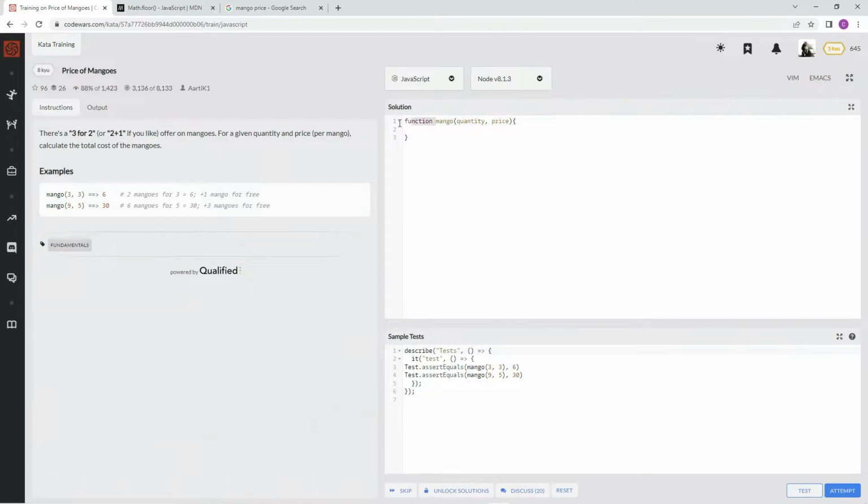So let's set up over here first. And, I mean, this is a pretty easy one. First, we're going to say the price. And we're going to multiply that by the quantity, obviously. But we have to subtract the free ones, right? So how do we do that?